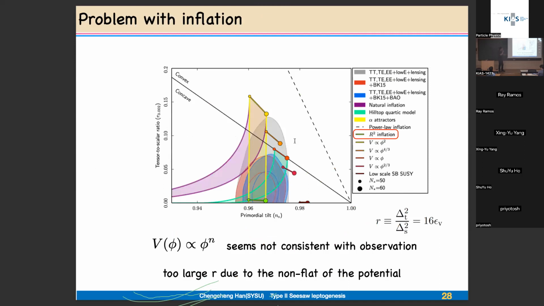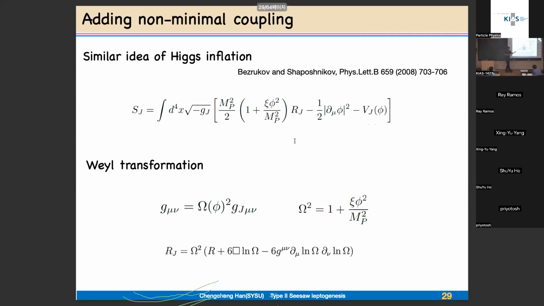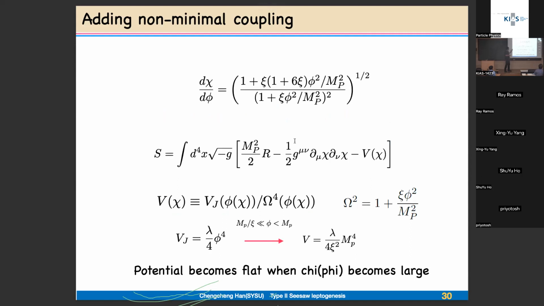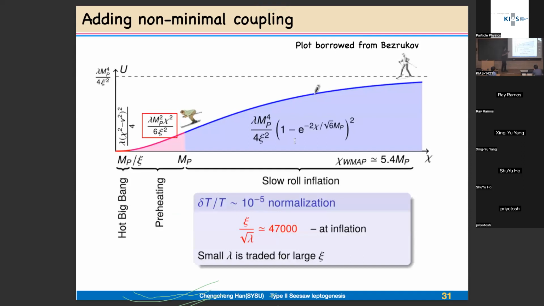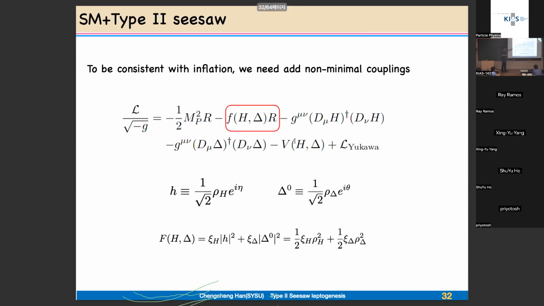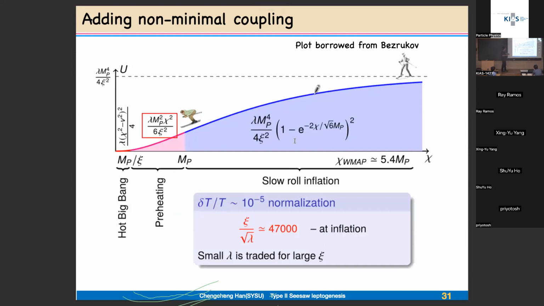As I mentioned, this kind of potential is not consistent with observation, and we can easily fix this problem if we use the idea of Higgs inflation. I guess you already listened to the talks from Chengcheng Park about this Higgs inflation. If we add the non-minimal coupling to R, then we can make the potential flat, and then we can explain the data of the inflation. I don't want to talk in too much detail about this Higgs inflation. I assume you already know this very well.